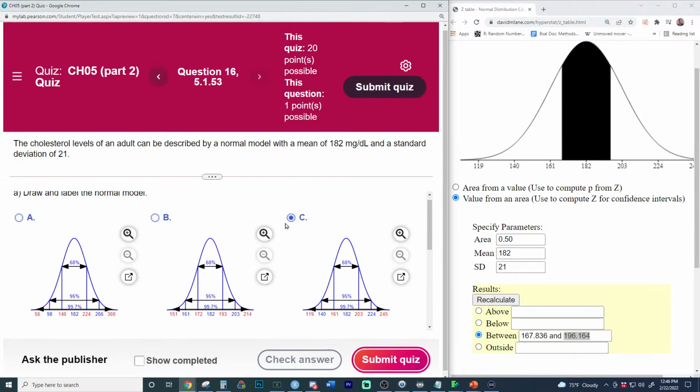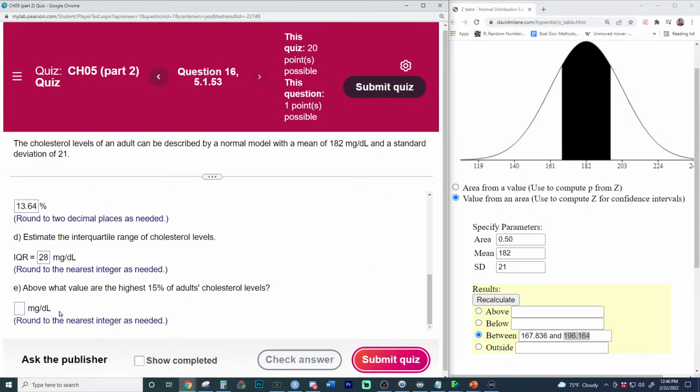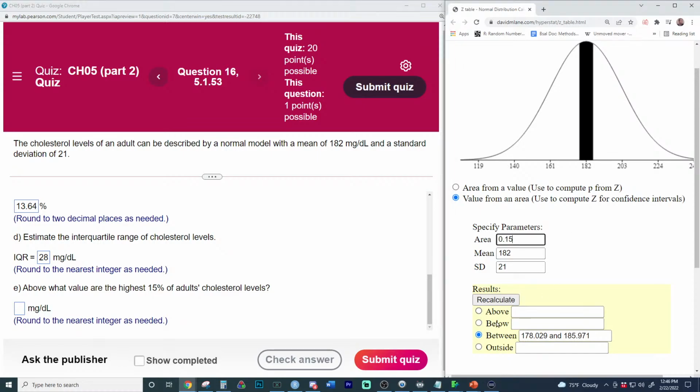Wait, I didn't do every question. What did I not do? Oh. Above what value are the highest 15% of adults? Well, we need to do the same thing. Go over here to highest 15%. And the highest 15% would be over here. So make sure to be graphing the highest 15%, not the lowest.